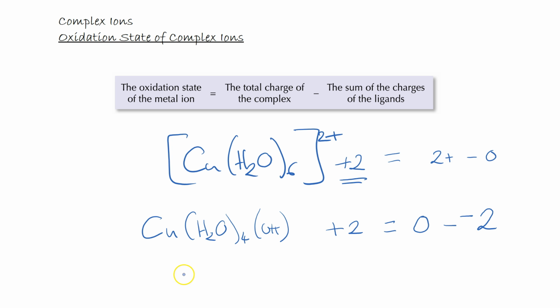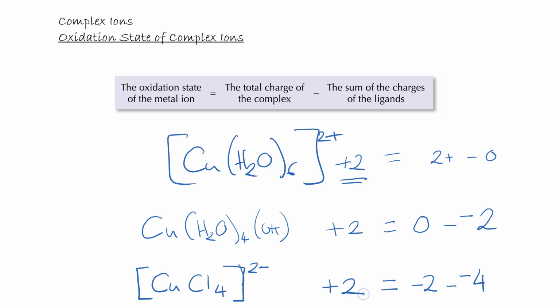The final one that we'll look at now is if we have, let's say, a chloride complex, [CuCl4]2-. Notice we've now got square brackets again. Previously we didn't because it was a neutral substance. We have 2-. The overall charge on the complex here is -2. Each chloride has a -1 charge, so we minus -4, and we get a value of +2.